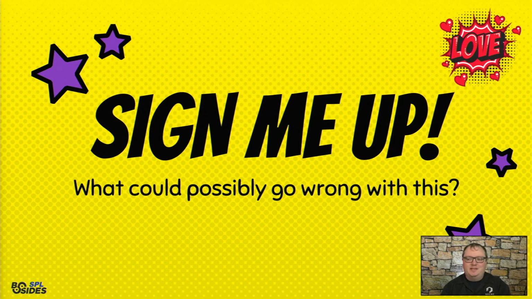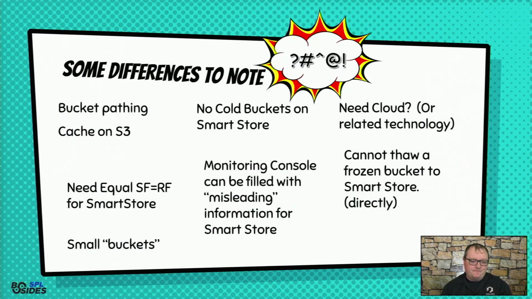Let's roll back a little bit. There are a few quirks and differences you need to know about, especially when you're dealing with SmartStore. One thing, and this will be a big one in the future, is the bucket pathing. On the next slide, we're going to go into how they're different, but I want you to keep it in the back of your mind. The caching: leveraging the cache for S3 is something you'll want to keep in mind as well. Again, the cache is beneficial, but can also be detrimental.